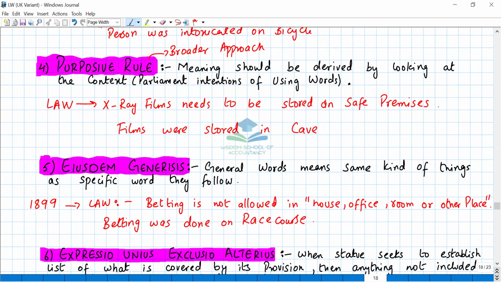The thing is, the word safe premises is basically any premises which is covered from all four sides and is safe, a premises where nobody can have access, right? Now, a cave is not a safe premises because a person can enter a cave. It is not surrounded by walls on all sides. Now, that is what the judge said. The purpose of the law was to provide for the safe storage of the film, wherever it might be stored. But the premises should be a safe one. Okay.